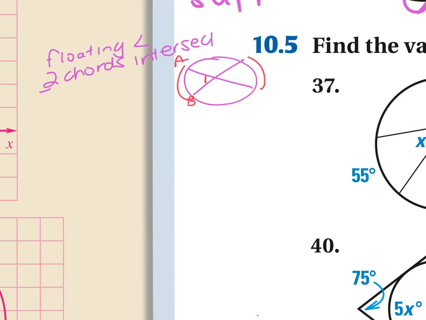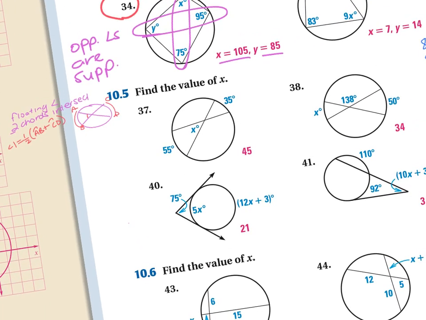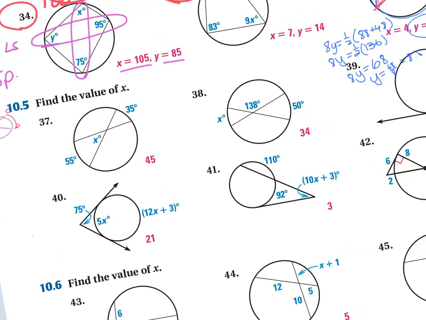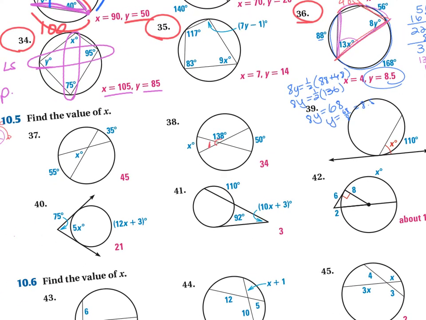So if this is A, B, and C, D, then angle 1 equals 1/2 arc AB plus arc CD. The arc it intercepts plus its vertical angle intercepts divided by 2. That's how you would do 37, 38. You'd have to do a linear pair here, so figure out what's happening in here first by subtracting from 180, and then do the same thing.